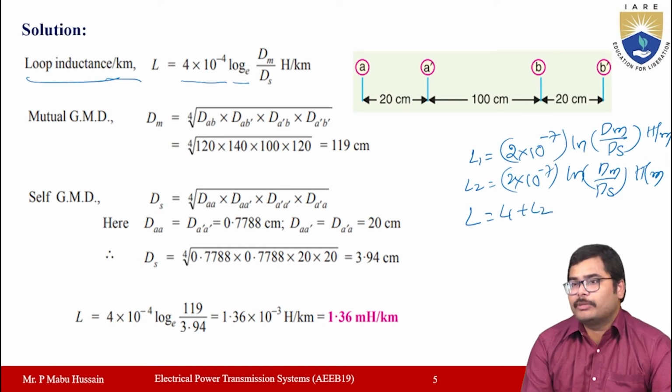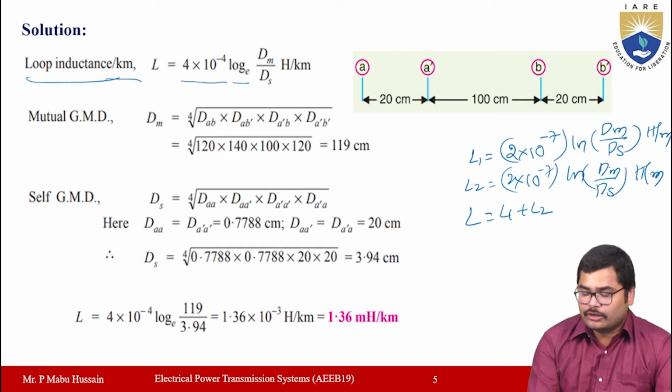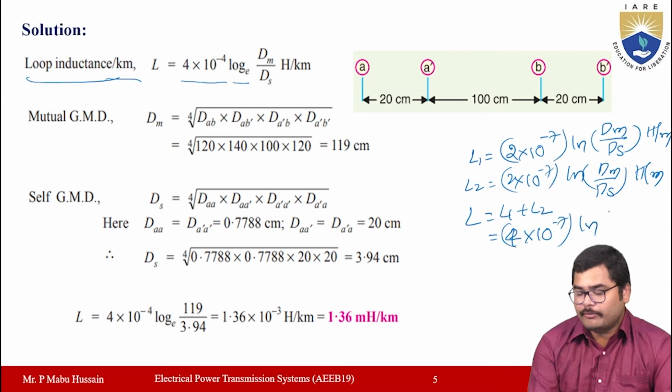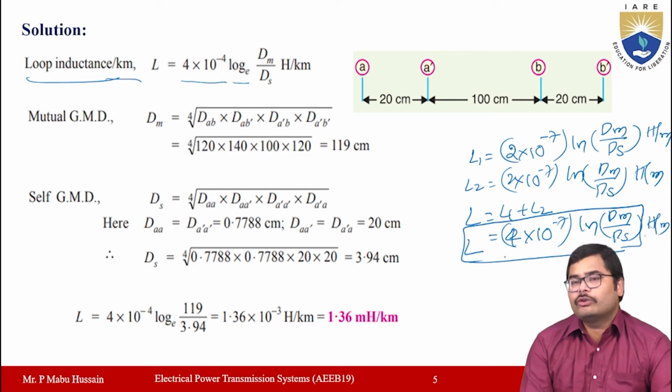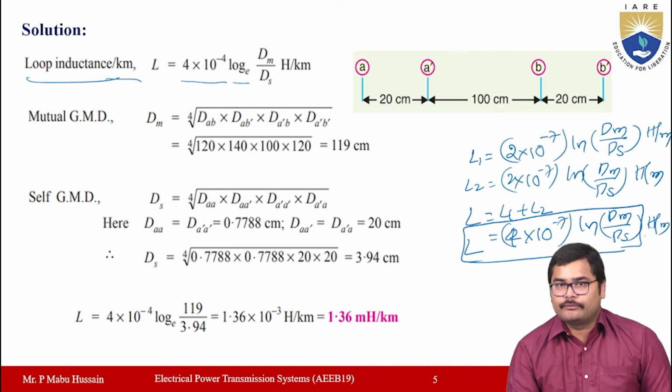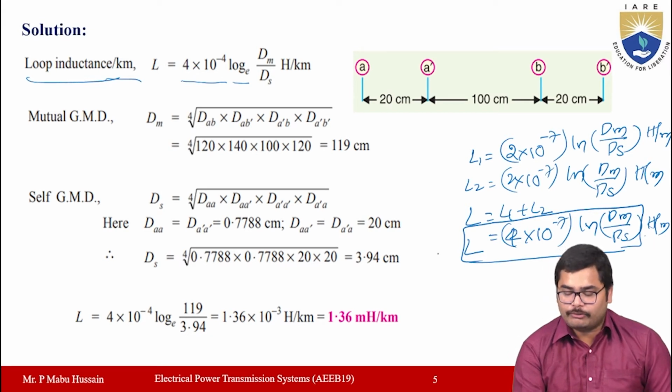of each conductor, L1 plus L2. In such a case, if you calculate this value, you will get 4 into 10 power minus 7 ln dm by ds. So this value is in henries per meter. That means the inductance value will be in henries, and if you calculate by using this expression, you will get only for 1 meter length of the conductor. Okay, the inductance in henries per 1 meter length only you will get from this expression.